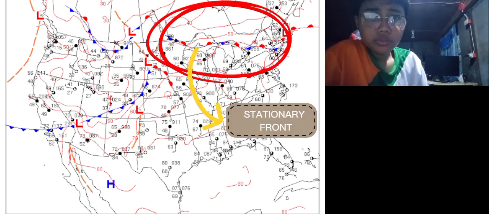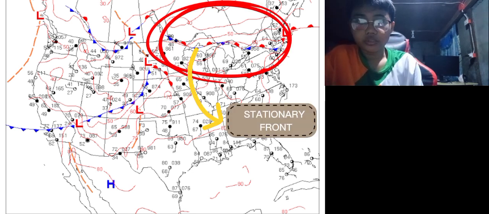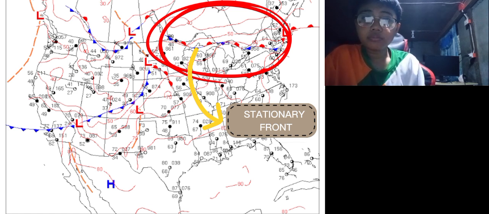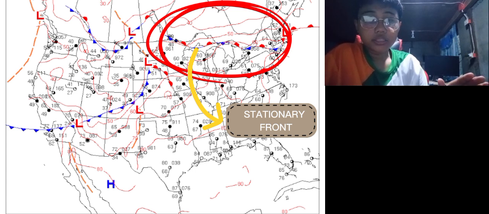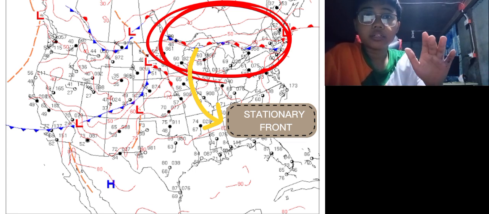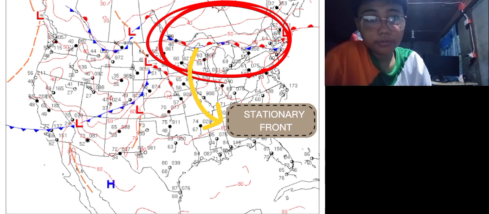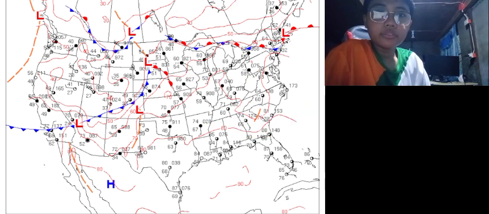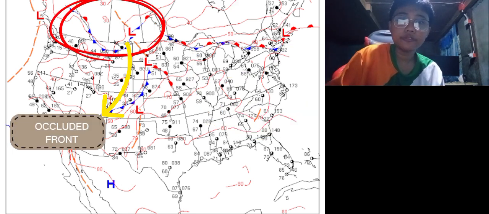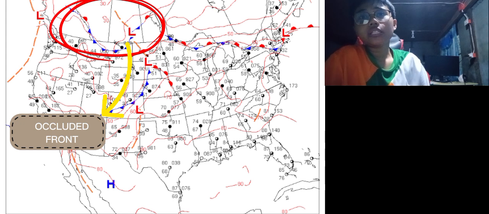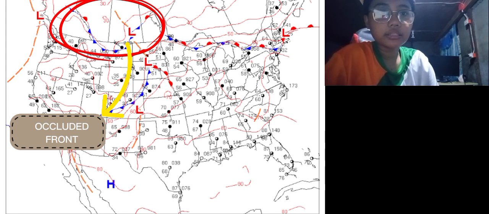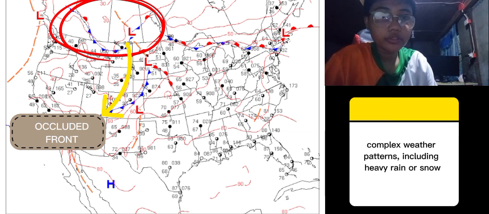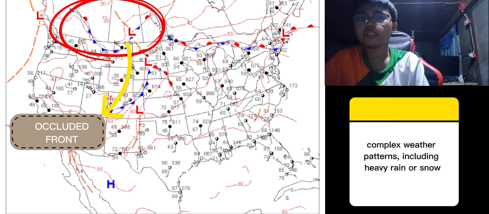Now, we also observe here a stationary front, which means that the boundary isn't really moving much. So the areas around it can expect several days of rain or cloudy skies. Now we also have here an occluded front. If you see an occluded front, you can expect complex weather like rain and thunderstorms, and clearing of skies soon after.